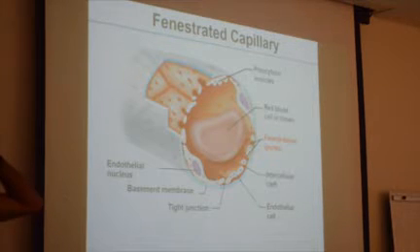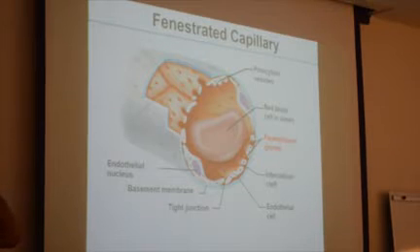What else? Where else do you need a higher permeability rather than the continuous type? Kidneys. Why do you need more permeability in your kidneys? What is the function of the kidney? Filter blood. So I'm allowing large solids here to pass, like urea, uric acid. I want them to get out of my circulation. So I will need fenestrated capillaries in my kidneys, allowing more permeability compared to the continuous type.